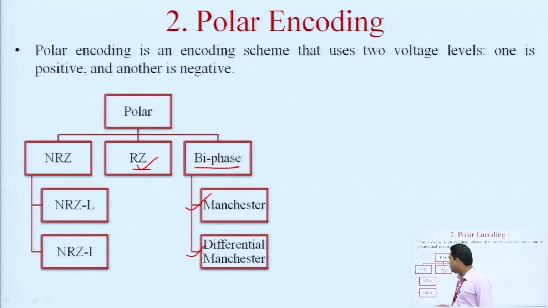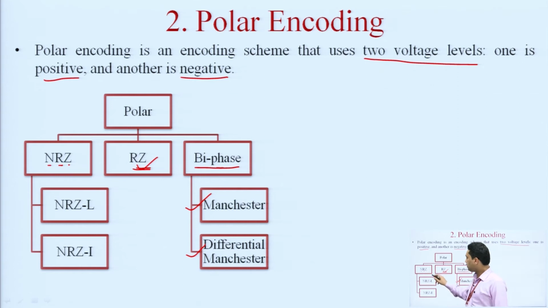Currently, it is important to understand that in the polar encoding scheme, we have two voltage levels, one positive and another negative. It means we are not focusing on the baseline, but we are returning to the baseline. As mentioned here, non-return to 0, this is return to 0 and this is the biphase. In NRZ, we have two combinations, one is NRZ-L and NRZ-I. I is for inverse. Let us talk in detail about the first category.